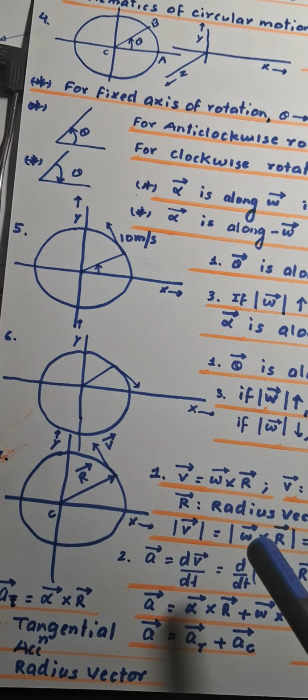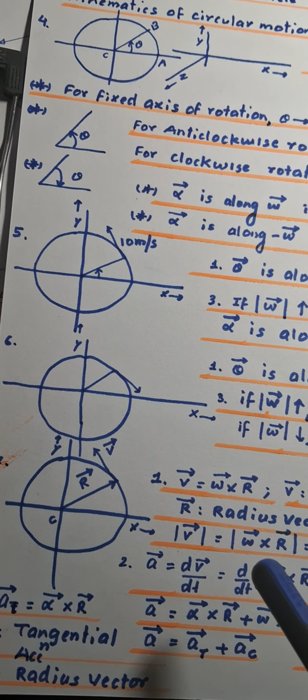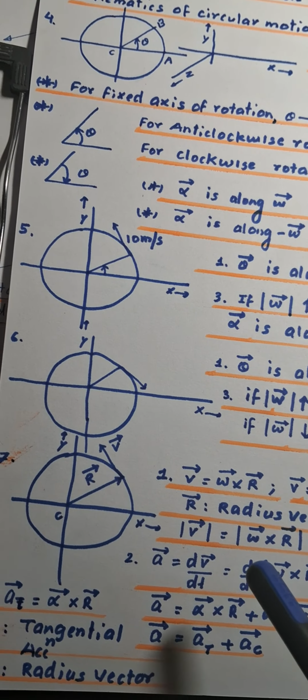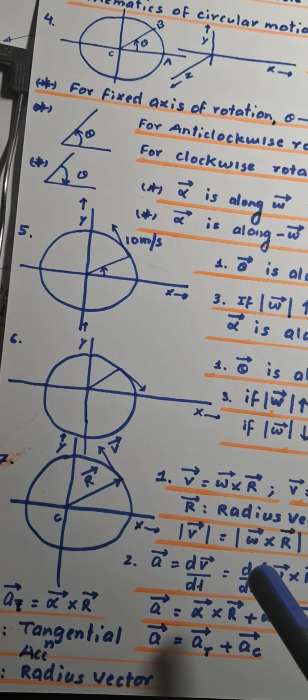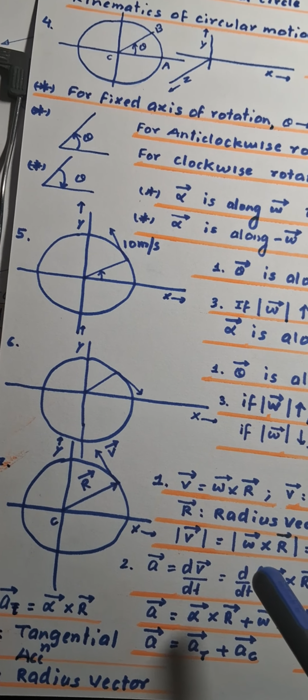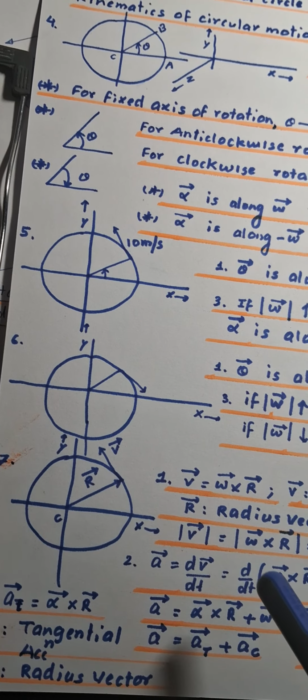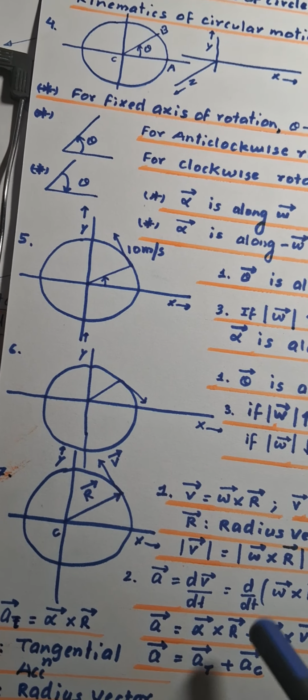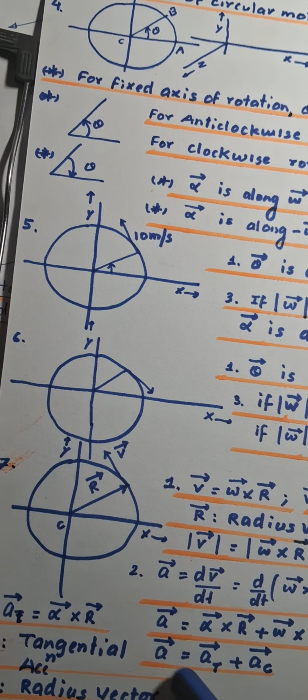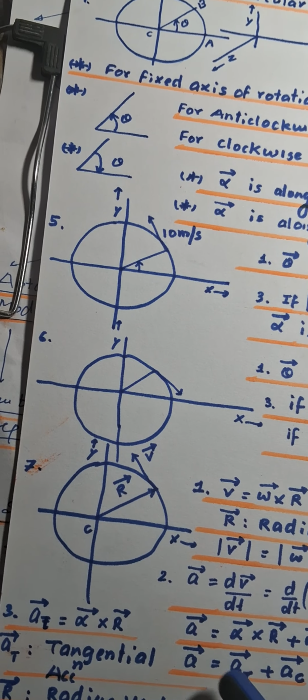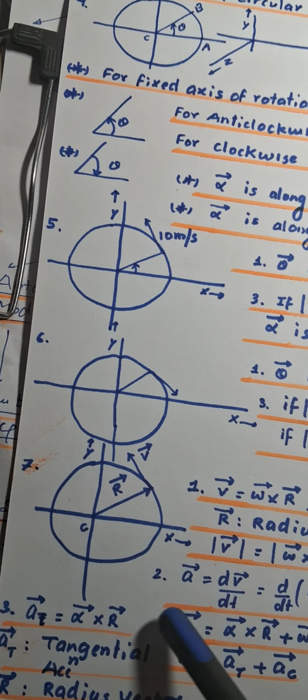If tangential acceleration is along velocity, it is parallel to the velocity, so the speed or magnitude of velocity will increase. Whereas if it is opposite to the velocity, that means speed or magnitude of velocity will decrease. So this is the analysis we can make about the tangential acceleration. Tangential acceleration is alpha cross r, where r is the radius vector.